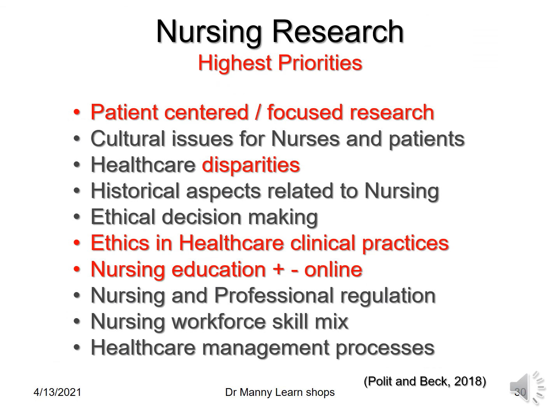The highest priorities, which have already been alluded to, are to focus on patient-centered research, cultural issues for nurses and patients, healthcare inequalities and disparities. And again, remember your historical aspects which were related to nursing and where nursing has come from, as demonstrated in the timeline. Remember ethical decision making. Look, it's all very well to have theory and practice, but if you don't apply ethics to it, then there's an issue. Look at my research, Mortel. Just type in theory, practice, ethics, gap.